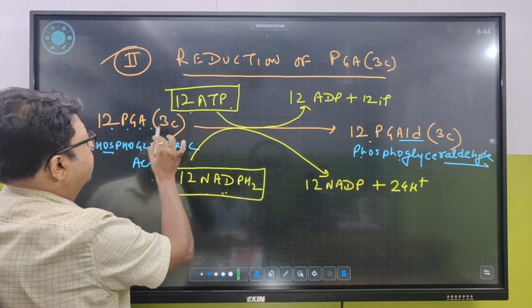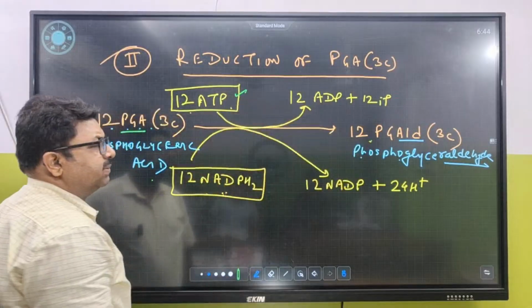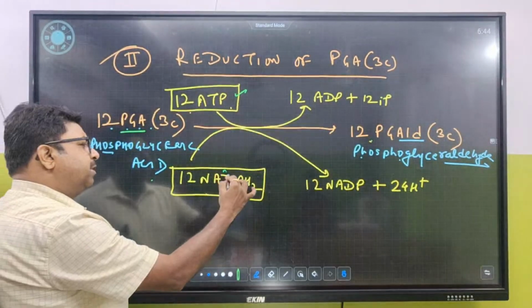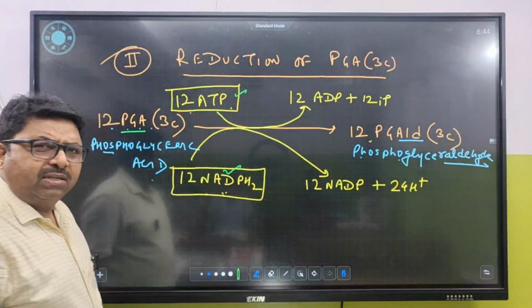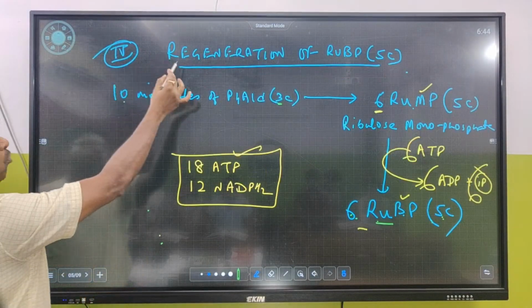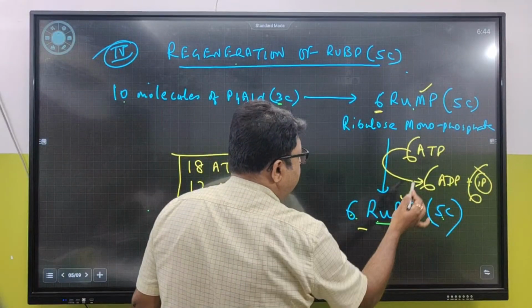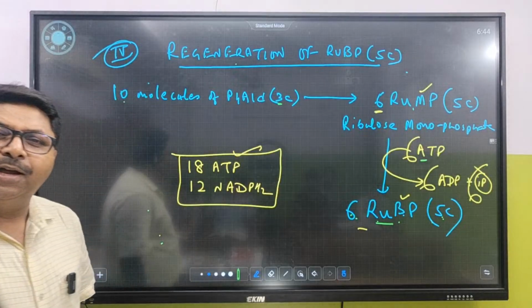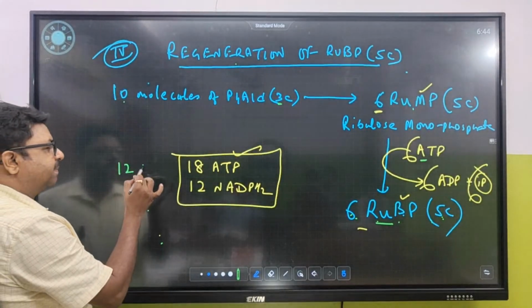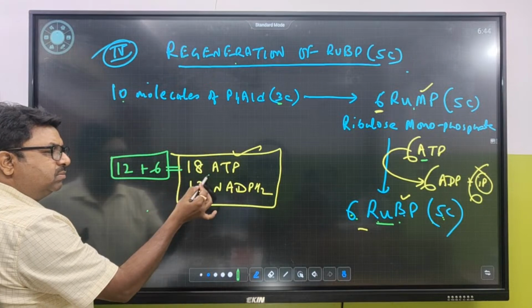During the reduction step from 12 PGA to 12 PGALD, how many ATP are utilized? 12. How many NADPH2 are utilized? 12 NADPH2. Next step, where else has ATP been used? In the fourth step, called regeneration of RuBP, from 6 RuMP to 6 RuBP, how many ATP were needed? In total, 12 plus 6, how much? 18 ATP. And how many NADPH2? 12.